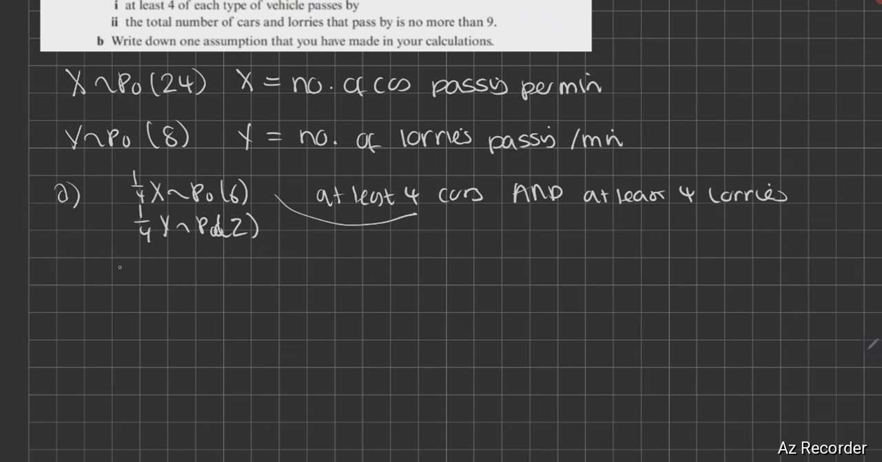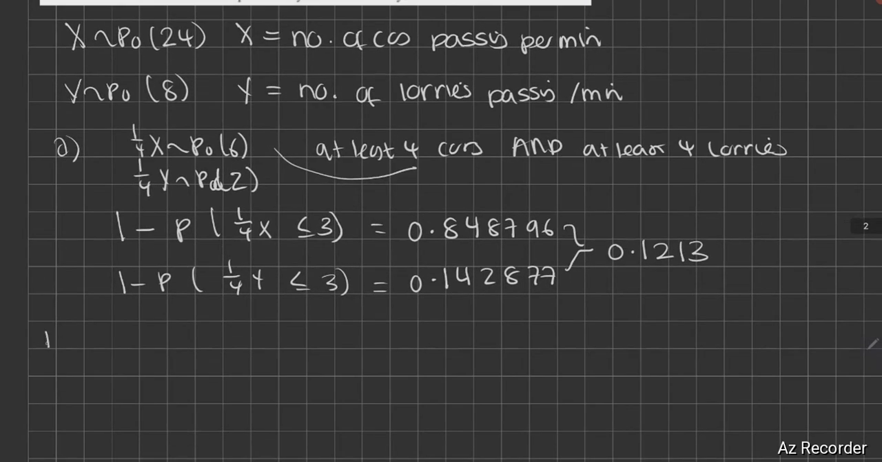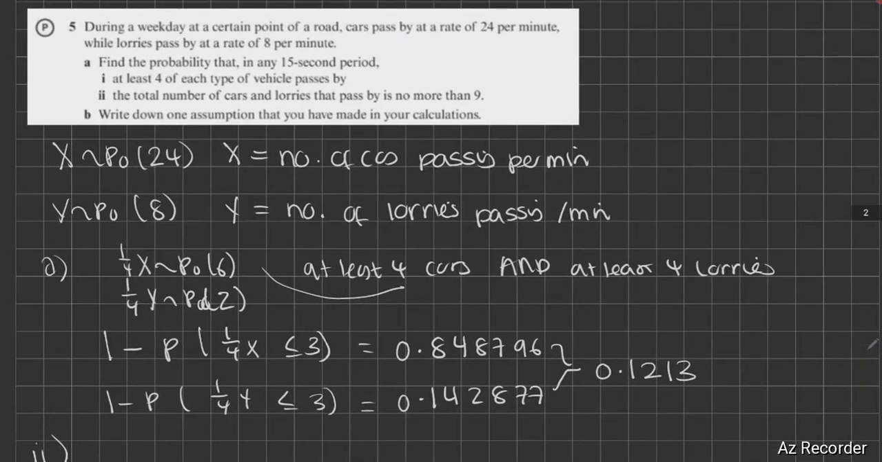To do this, we have 1 minus the probability that 1/4 X is less than or equal to 3, and 1 minus the probability that 1/4 Y is less than or equal to 3. If we plug it into our calculator, for the cars we get 0.848796. And for the lorry part, we get 0.142877. As I said, if we times these together, we get 0.1213.